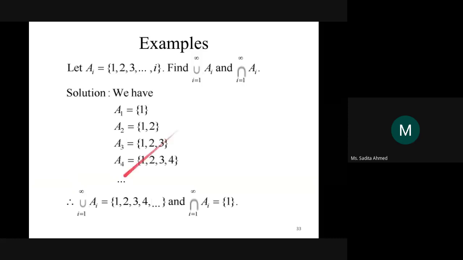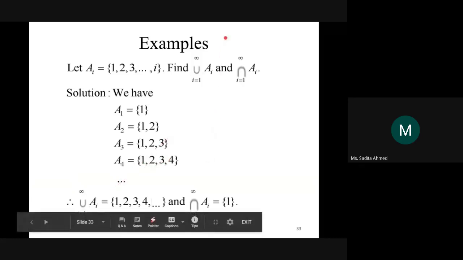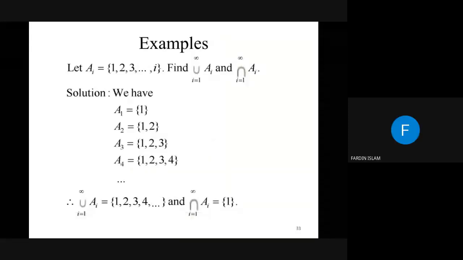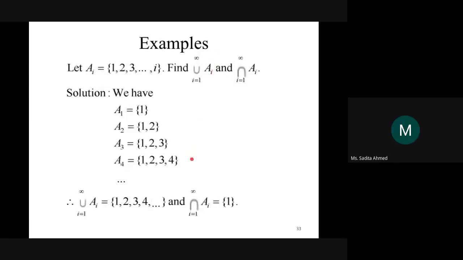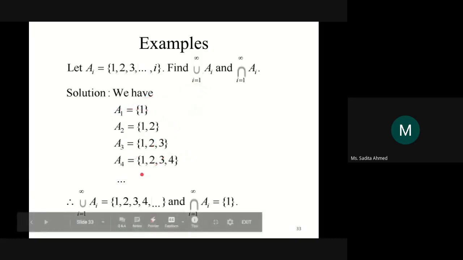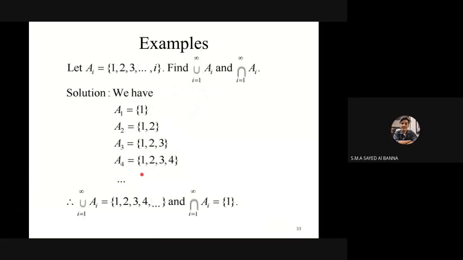Now, in order to answer this question, first define what will be there in A6. Then you will get the answer. 1, 2, 3, 4, 5, 6. Exactly. We'll have 1 to 6. So A6 will have 1, 2, 3, 4, 5, 6. So you see, even if the previous sets, that is A1 through A5, are not here, even though we are not going to count them, since the index starts from 6, the answer will be 1 to infinite.